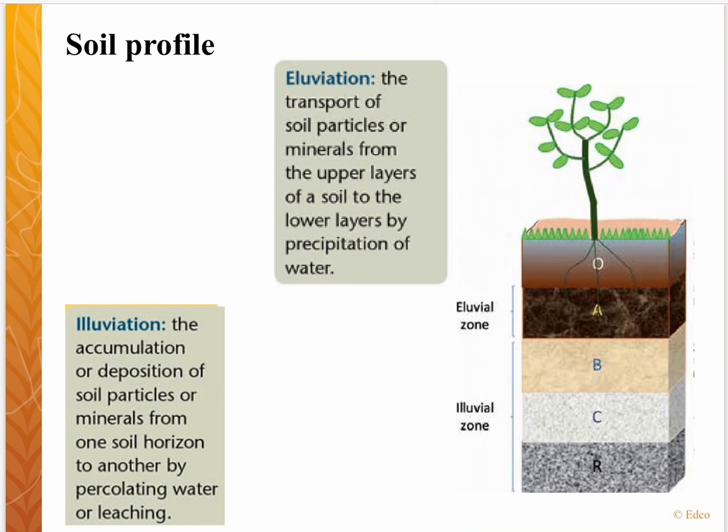Okay, so what does that mean? Our eluvial zone is the transport of soil particles or minerals from the upper layers of the soil to the lower. Okay, so that is where your leaching is going to occur, predominantly taking place in your podsols. Illuvial is where everything is going to be deposited. Eluvial takes place in the top half of your soil. So that is where your iron pan or your hard pan is going to form.